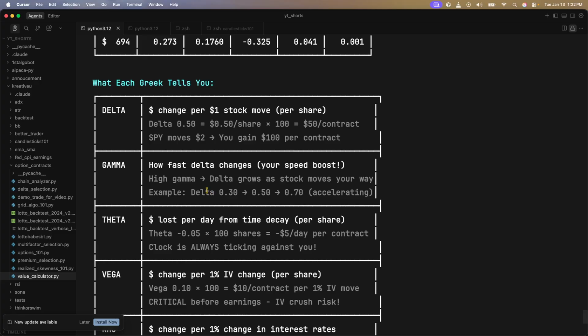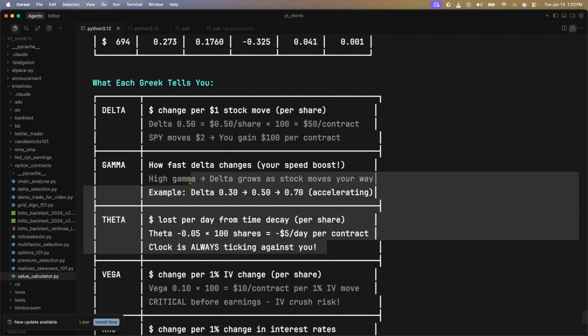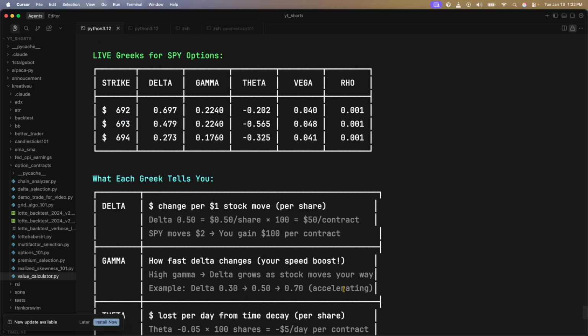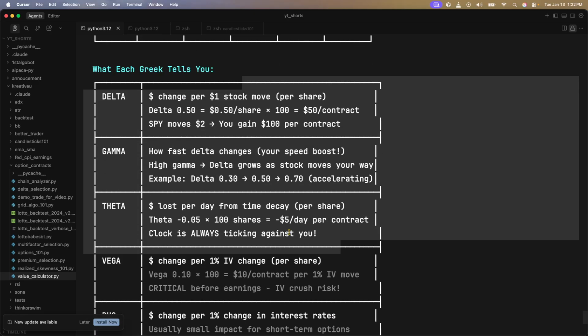So here's an example. Delta of 0.3 goes to 0.5, goes to 0.70 when we have high gamma, right? So that's why these are primarily the three that we're going to be interested in. The other two are good to know, right? But primarily you're going to be focused on these three.